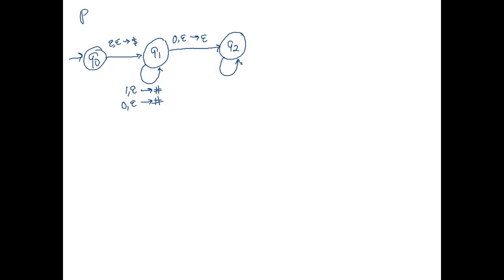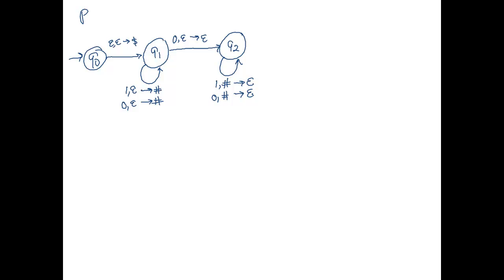In phase 3, I'm going to read some symbol from my input, and I need to pop a pound symbol off of my stack, and I replace it with nothing. Okay, likewise, 0, pound, nothing. So you can see in state Q1, which I've identified as phase 1, we're just going to read the left side of the input, and we're going to push a bunch of pound symbols.